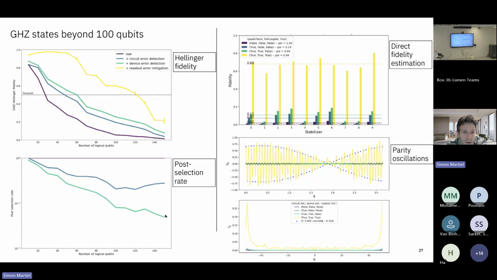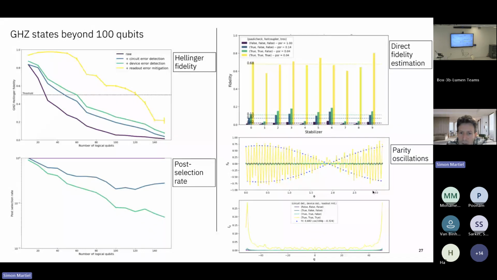And with the hardware device error detection, we reject almost the same fraction of runs. It just adds another order of magnitude of discards compared to the Pauli checks discarding.